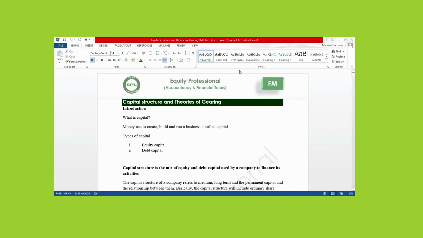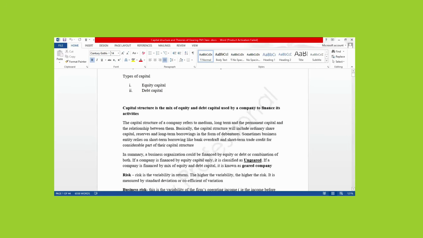Capital structure refers to the different types of capital a company uses to finance its activities. The capital structure of a company, otherwise known as financial structure, shows the different types of capital a company uses to finance its activities.